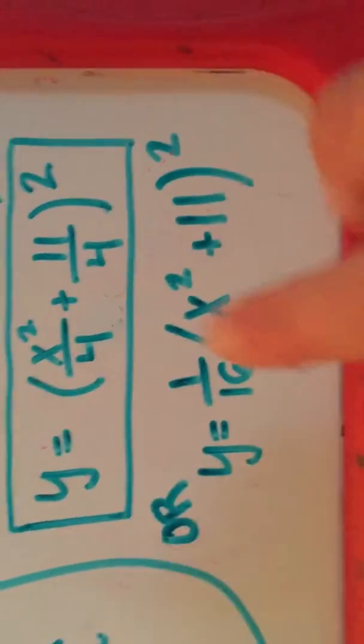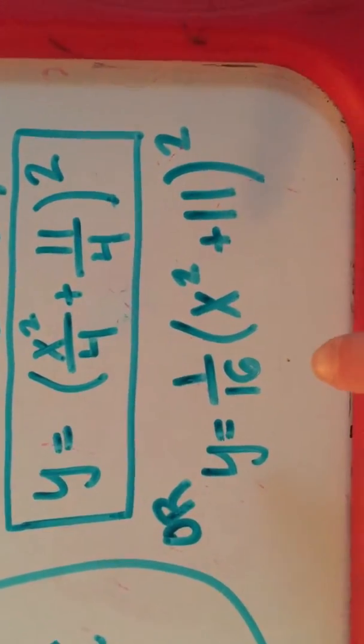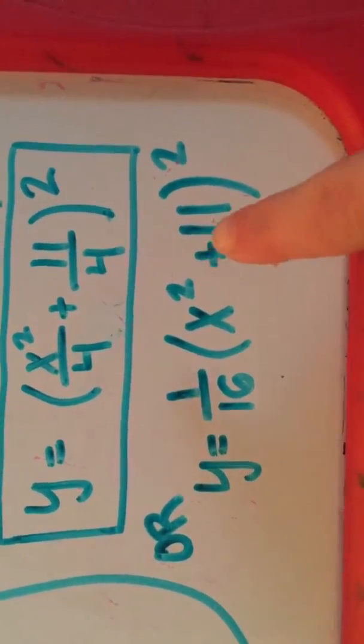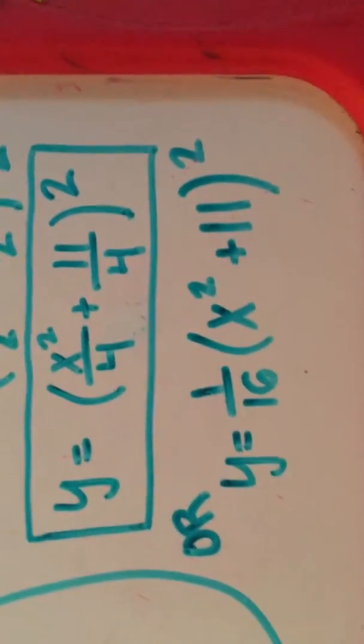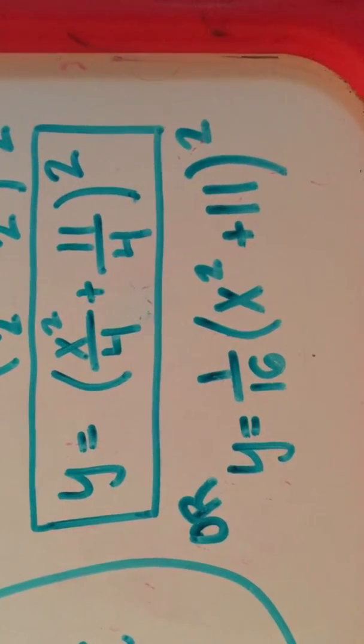You could also write that same answer as y equals 1/16 times x squared plus 11, all squared, if you wanted to get rid of the fractions and find this common denominator. But that's totally up to you guys.